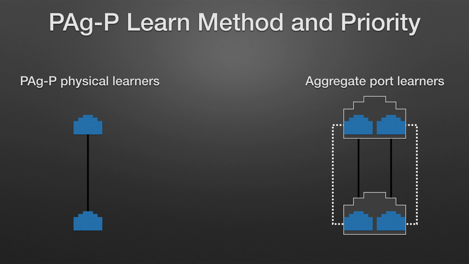PAgP cannot automatically detect when the partner device is a physical learner and when the local device is an aggregate port learner. Therefore, you must manually set the learning method on the local device to learn addresses by physical ports. You also must set the load distribution method to source-based distribution, so that any given source MAC address is always sent on the same physical port.